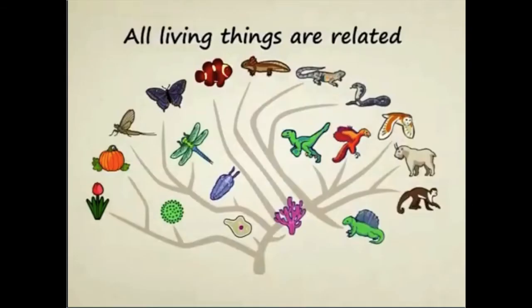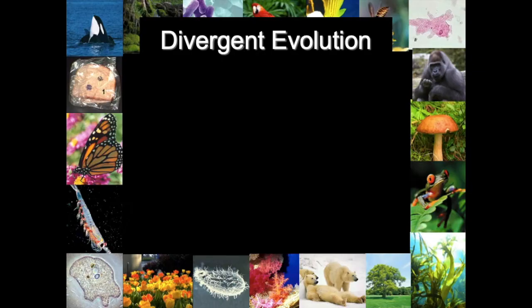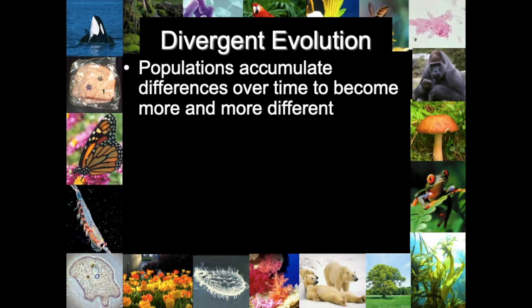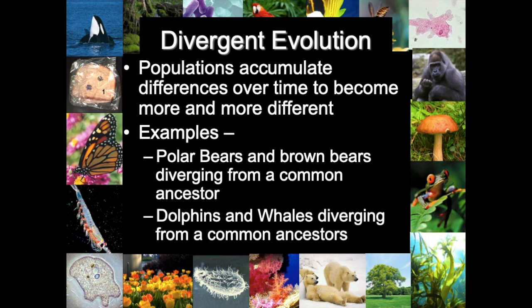But when we look at relatedness, most of the time we're looking at how one species diverged into different groups of species. So we talked already about how the whale came from a land animal that was kind of like a hippo. And so how did that happen? That happened through a process known as divergent evolution. Divergent evolution is when populations accumulate differences over time until they're more and more different. A good example would be bears. Brown bears and polar bears have a close common ancestor, but as polar bears adapted to a more Arctic environment, they became more and more different, representing divergent evolution.